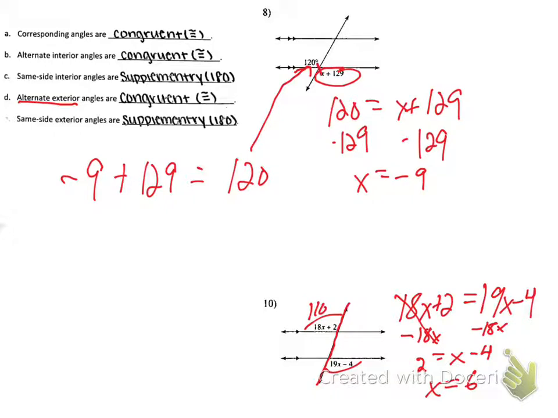I could just plug it into the other one. It'd be 19 times 6, and then minus 4. 19 times 6 is 114, and then minus 4 would be 110 degrees. So that works.